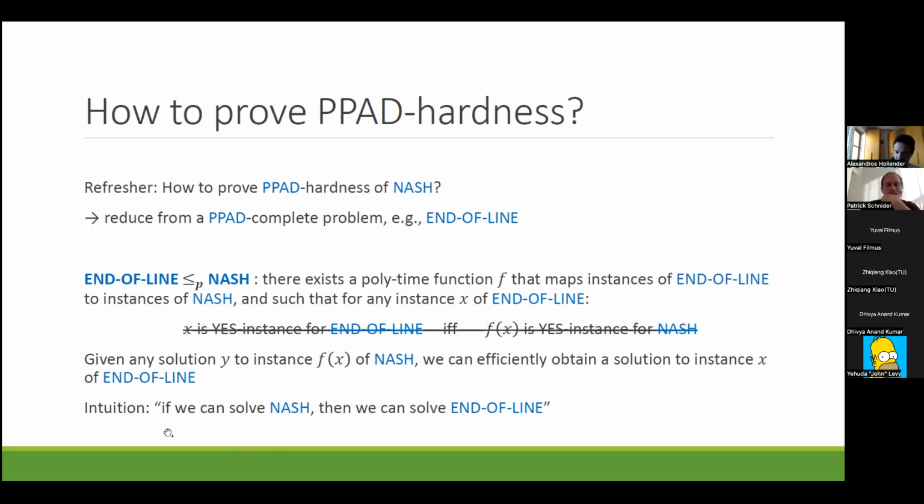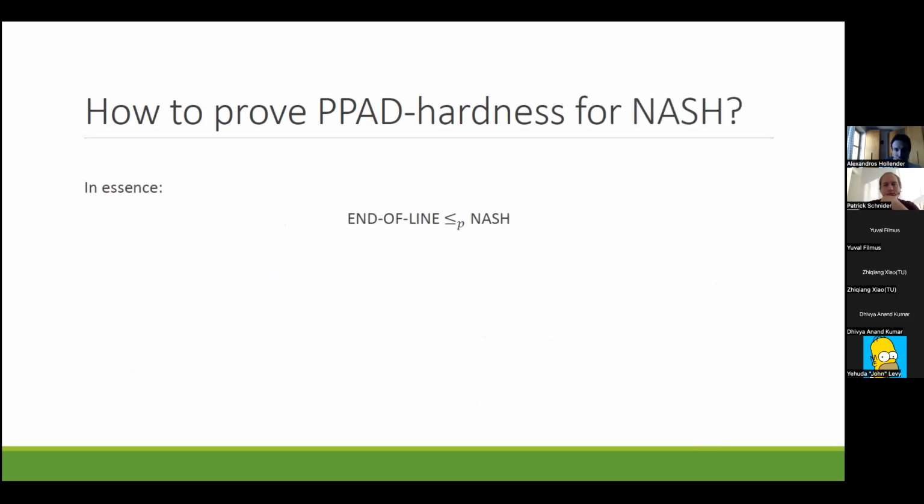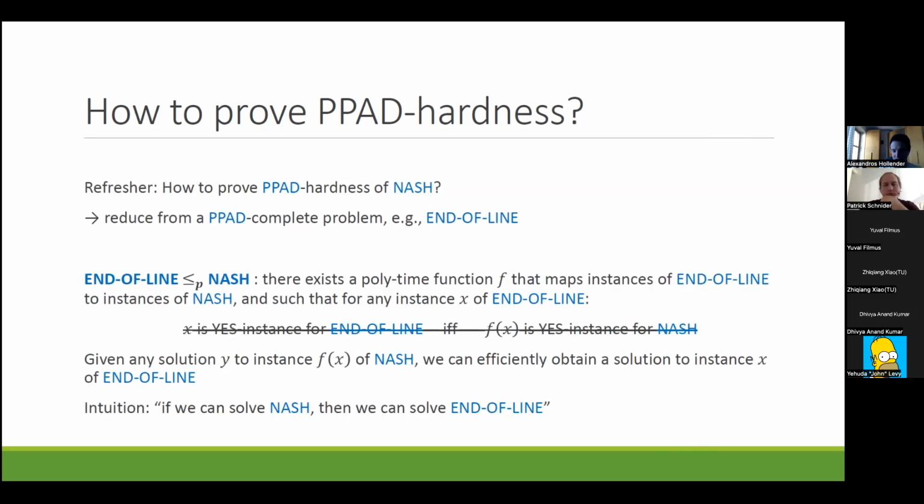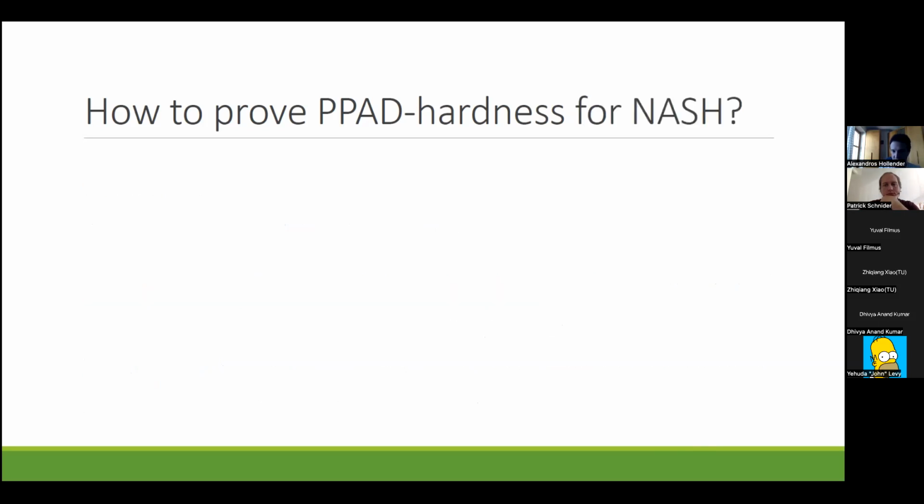Again, the intuition for this definition is just ensuring this thing at the bottom, that if we can solve the Nash problem in polynomial time, then we'll also be able to solve the end-of-line problem in polynomial time. All right, so this is essentially the definition of a reduction in this setting.